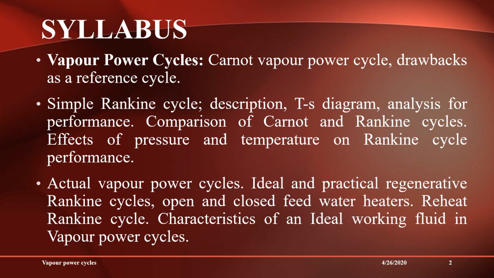In the first portion, we are discussing the ideal cycle, that is the Carnot vapor power cycle, and its drawbacks. Then the practically used vapor power cycle, especially the one used in steam power plants, that is the Rankine cycle. First we discuss the simple Rankine cycle, its analysis, T-S diagram and comparison with the Carnot cycle.